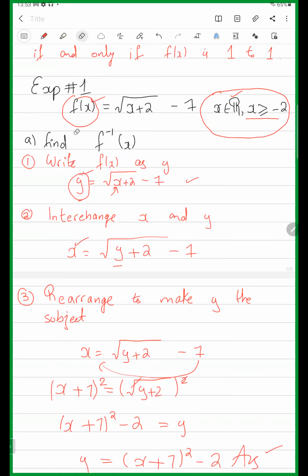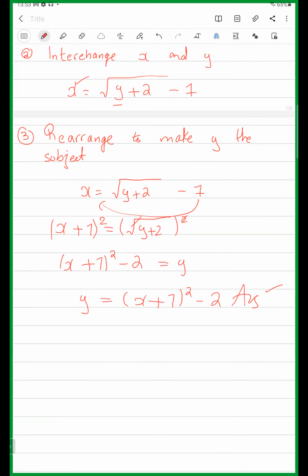No, ma'am. Miss, but at the end, we will get the f inverse of x. Please say it again. I was not able to understand what you were saying. Miss, I'm saying that in the last step, where are we going to write the f inverse of x?